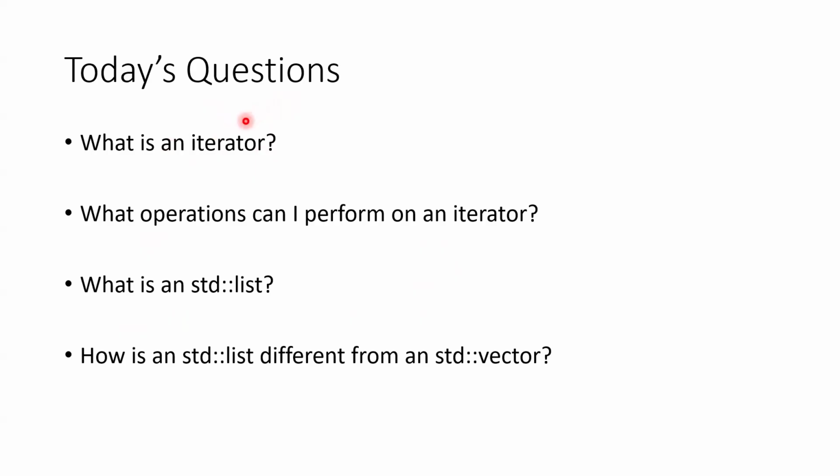What is an iterator? What operations can I perform with an iterator? And how can we apply the iterator to list? And how are lists different from vector in terms of iterator?